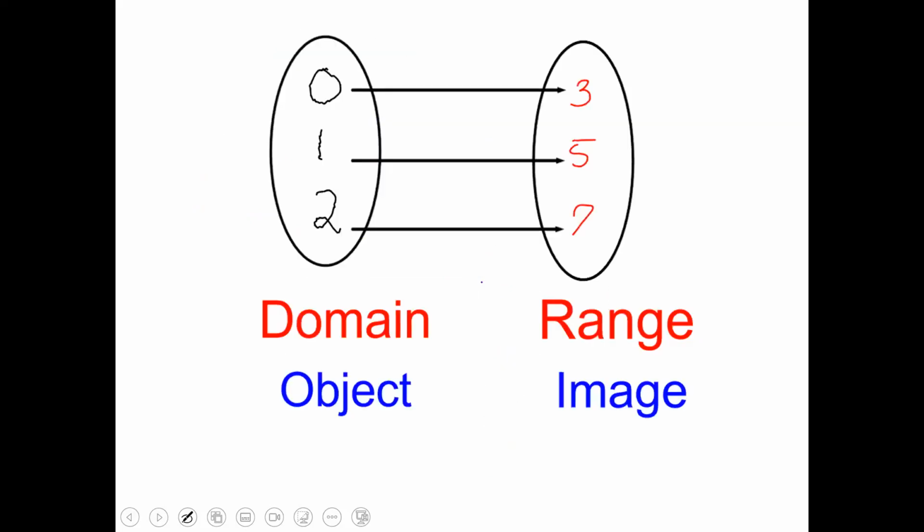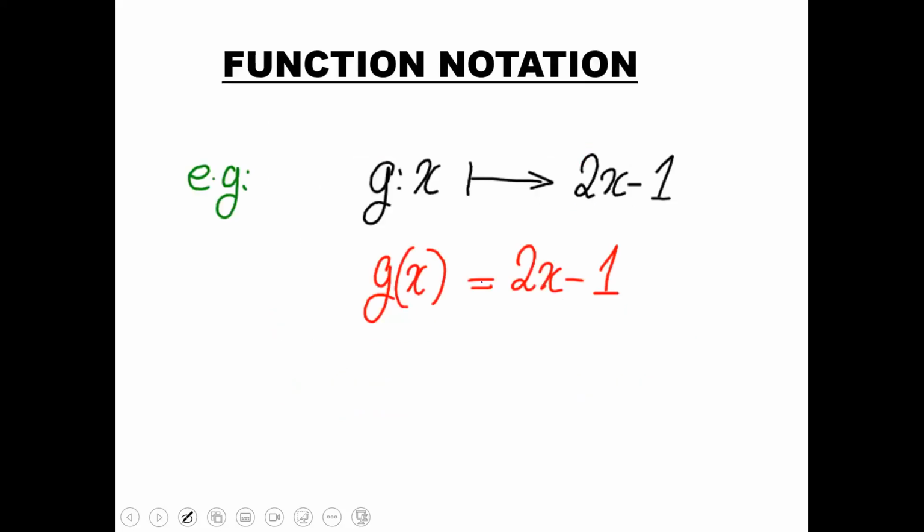So these are like this. Domain is the set of values of x, and range is the set of values of y. Function has a notation. You can write g(x) is mapped onto 2x minus 1, and we convert it into an equal sign. This symbol is read as... you have to copy this screen.